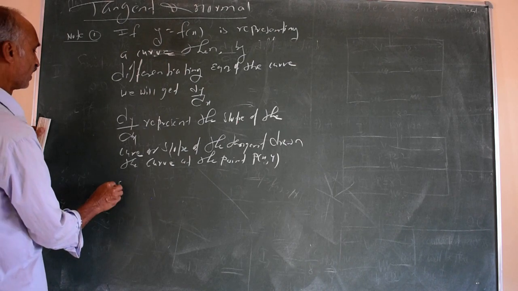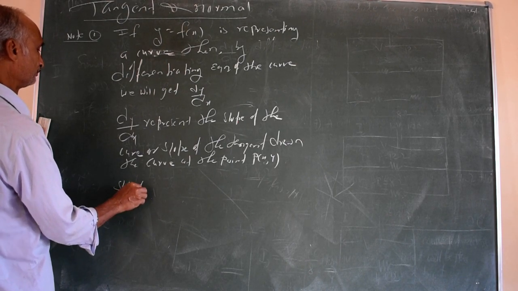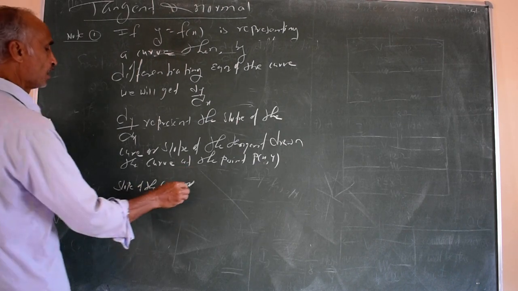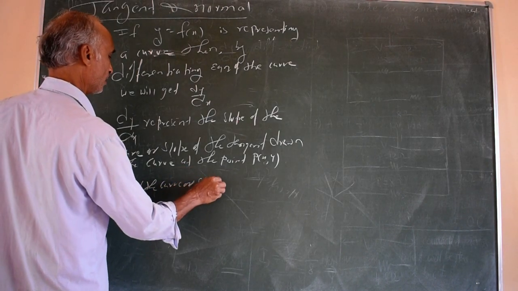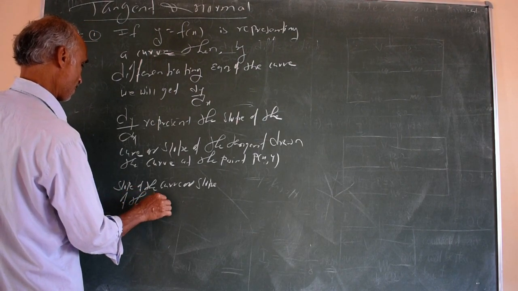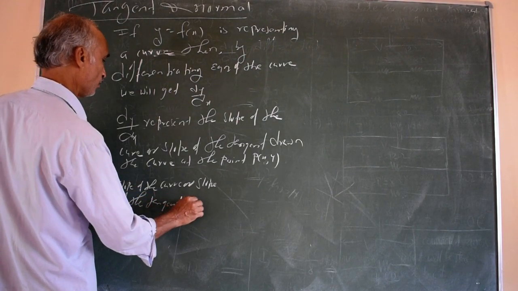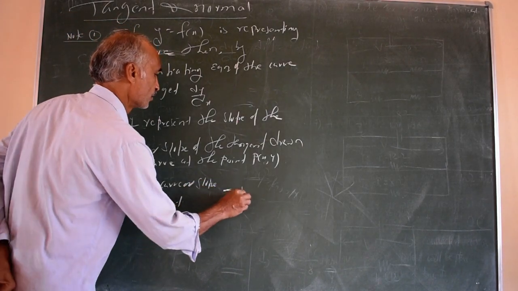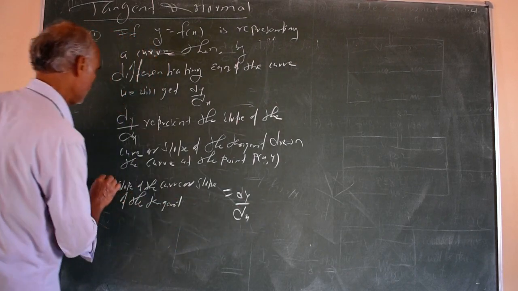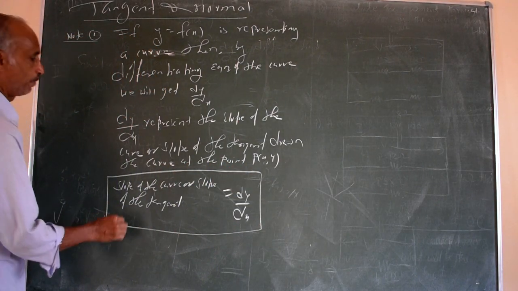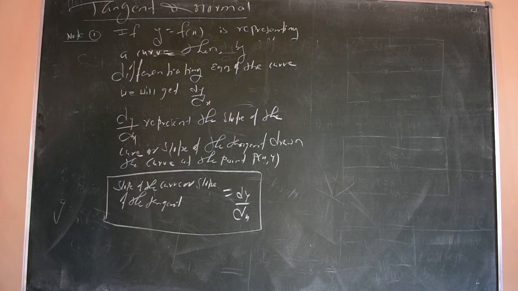Therefore, slope of the curve or slope of the tangent is equal to dy by dx. This is the one simple method you have to remember. dy by dx represents the slope of the curve or slope of the tangent.